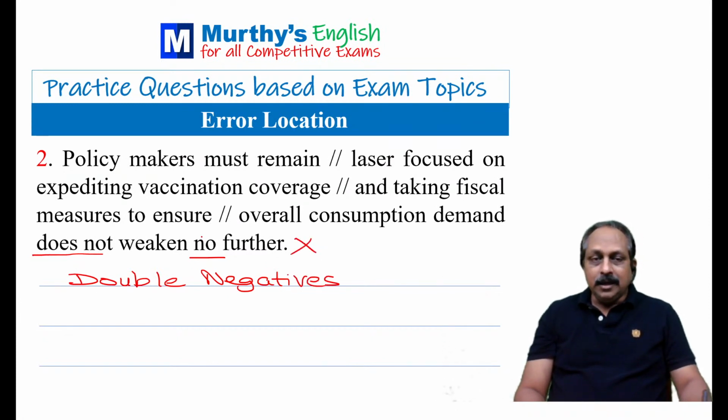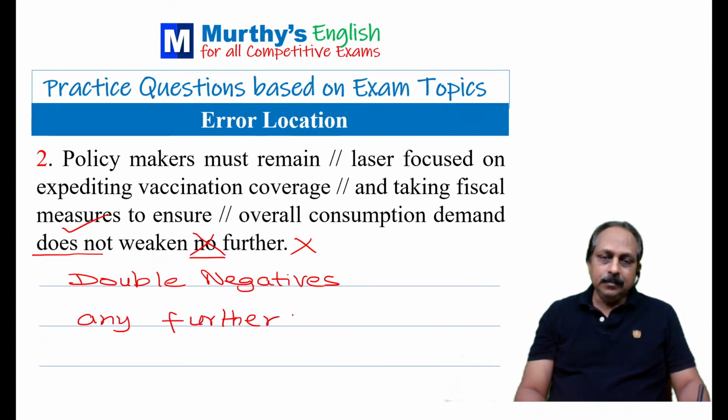And what is the correct expression? Nothing wrong with does not. No further is not correct. It should be any further. Does not weaken any further, not no further. Any further. Any should be there. Any further. That's right.